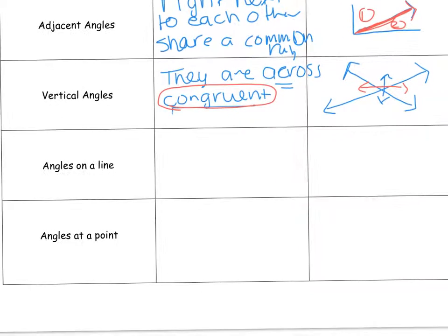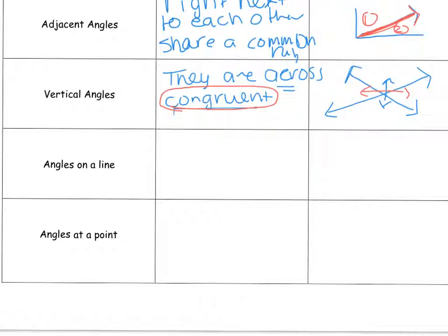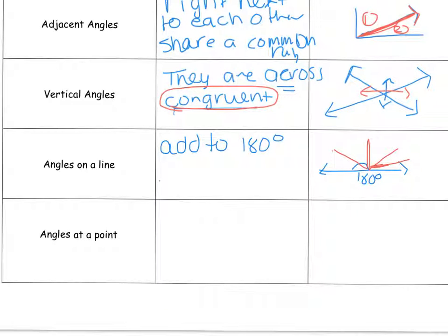Angles on a line. Angles on a line are very similar to supplementary angles. Angles on a line add to 180 degrees because a line is 180 degrees because it's half of a circle. And it does not mean just two of them, like with supplementary, it could be many of them. So all of these angle measures added together equal 180.